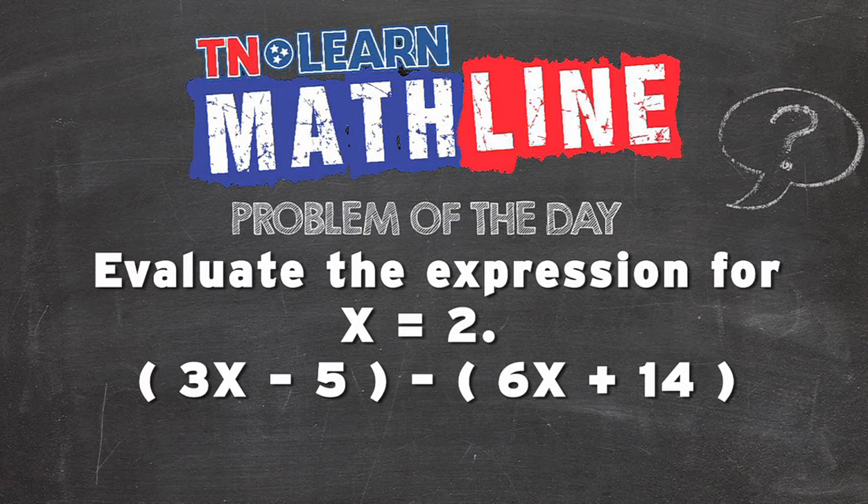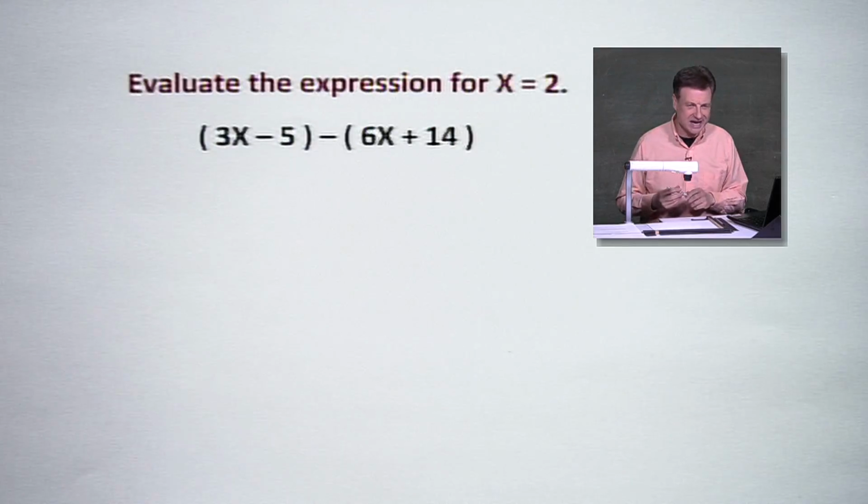Once again, let's try that again. Evaluate the expression for x equals 2. And it says 3x minus 5 in a parenthesis. Then we're going to subtract 6x plus 14 in another parenthesis from that amount. So it's all in right, left order here, all right? So that's our story. Let's see how we're going to work it out.